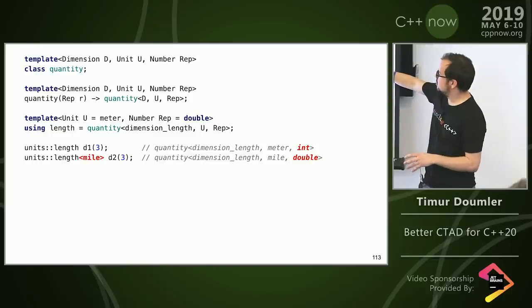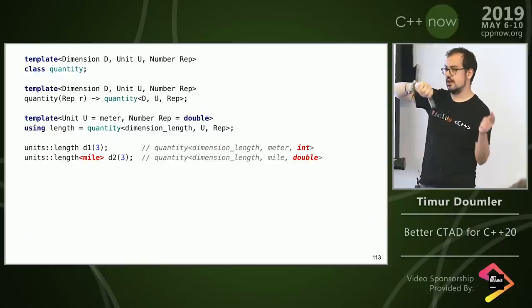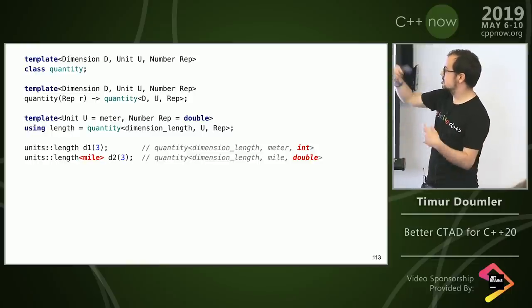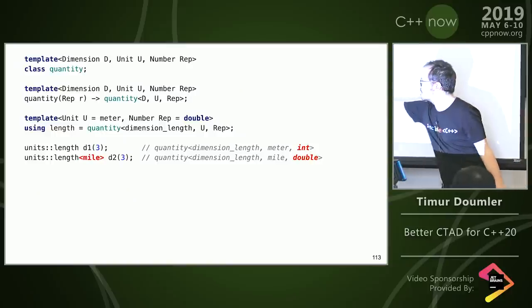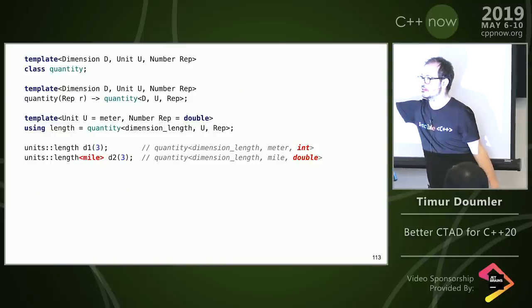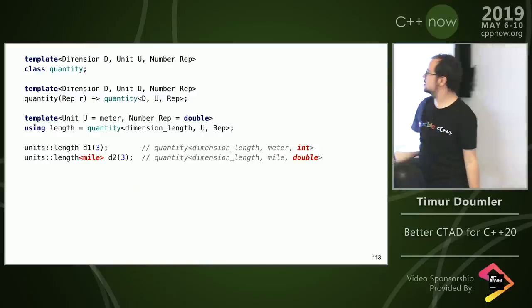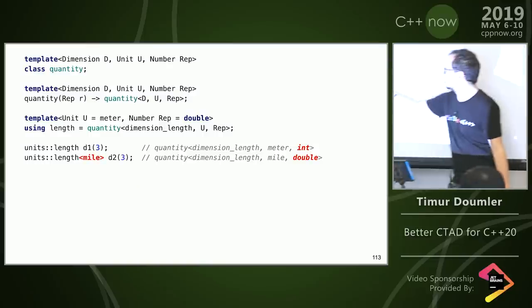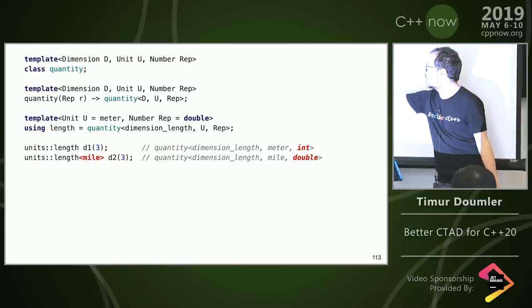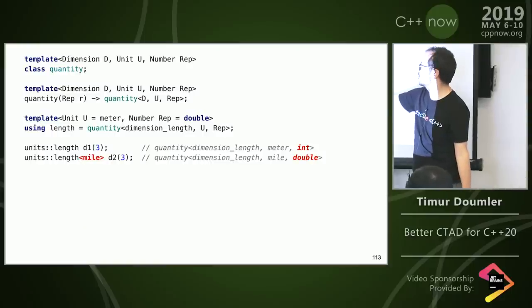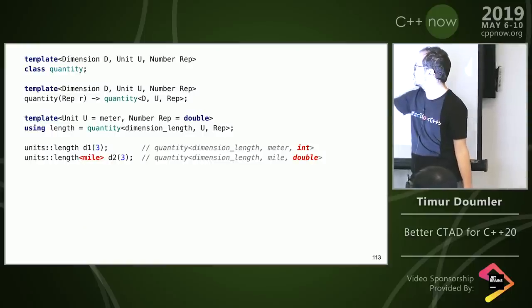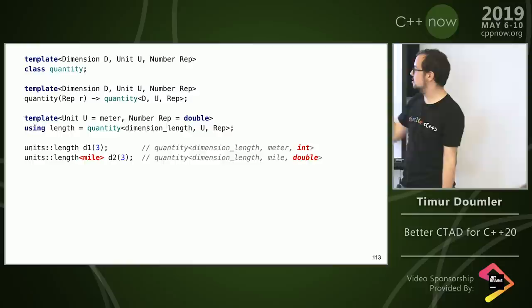So in the first one, you're going to do CTAD the way I just described. You're going to synthesize the deduction guide, do CTAD, you're going to deduce this. In the second case, you wrote this. So this is not a placeholder type, right? So this is not going to do any CTAD. What it's going to do is just take the alias. It's going to say, well, okay, so u is mile, and then this has a default argument, so I'm going to use double here, and this is dimension length, so it's going to deduce this.